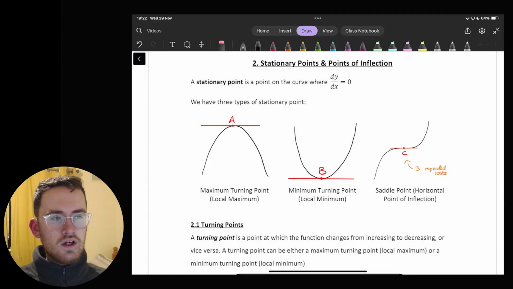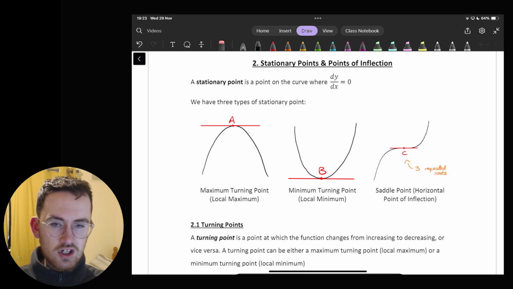Okay, so we're going to look at stationary points and points of inflection. So we're looking at applications of differentiation, and identifying important points on a curve or for a function is a key, central part of the applications of differentiation.